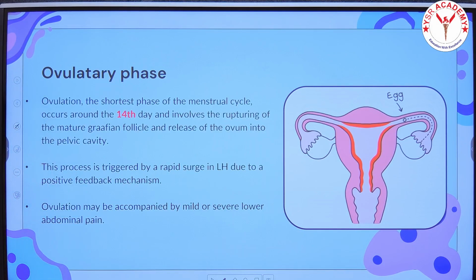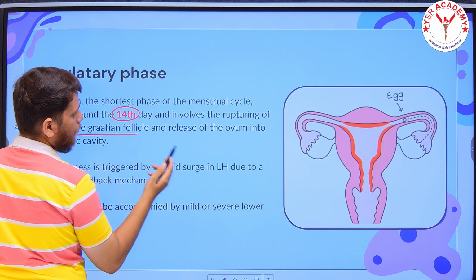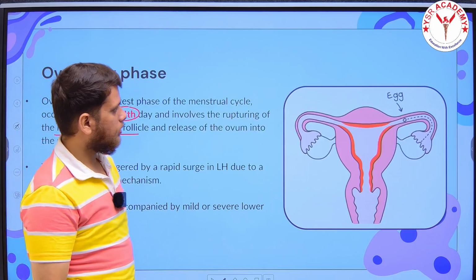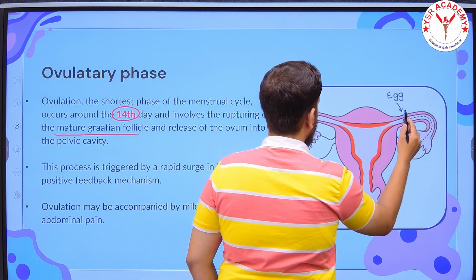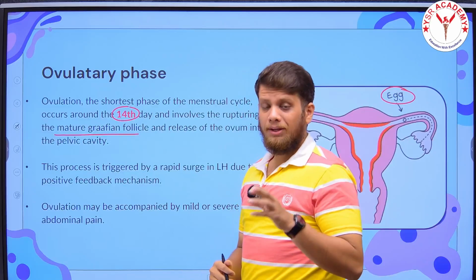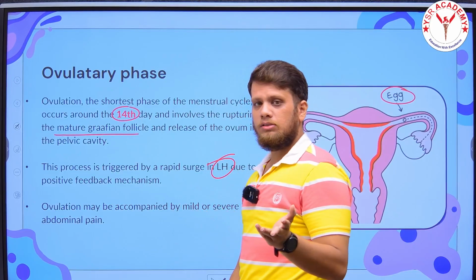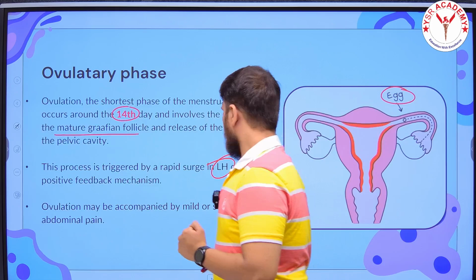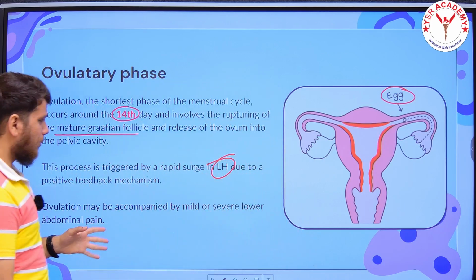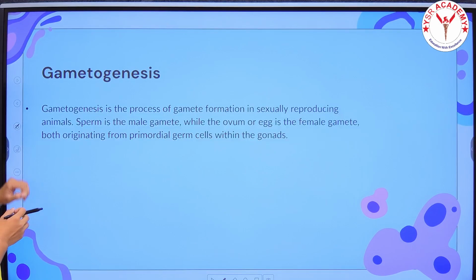Then you have the third phase, which is the ovulatory phase, the shortest phase. The 14th day involves rupturing of the mature Graafian follicle and release of the ovum into the fallopian tube. This egg is released from the mature Graafian follicle. The process is triggered by a rapid surge in LH. LH increases, and there will be release of the ovum. Ovulation may be accompanied by mild or severe lower abdominal pain, because the uterus and ovaries are contracting to push the ovum. Then you have something about gametogenesis.